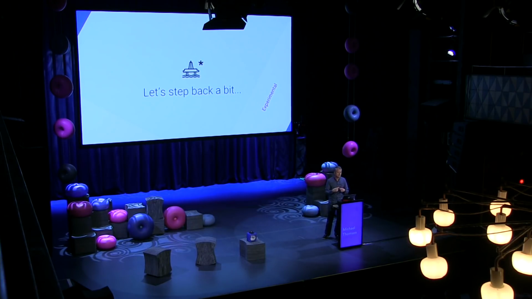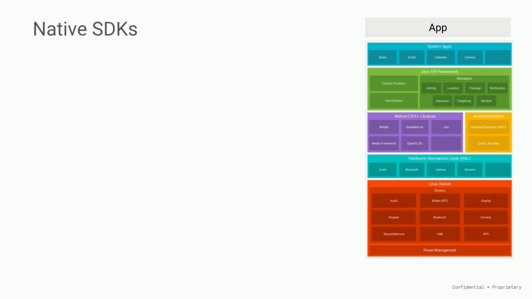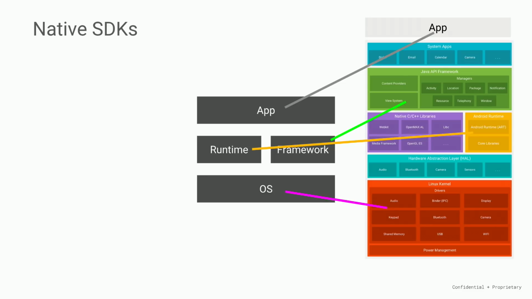Let's try and step back a bit, though, and sort of compare what's happening here to things you may know. This is a typical architecture for native SDKs. I think this is Android. All the way at the top is your app code. It sits on top of all these layers, all the way down through the stack, right? There's the whole API framework. There is the whole Android runtime. There's all the native libraries that come with that. There's an operating system at the bottom.